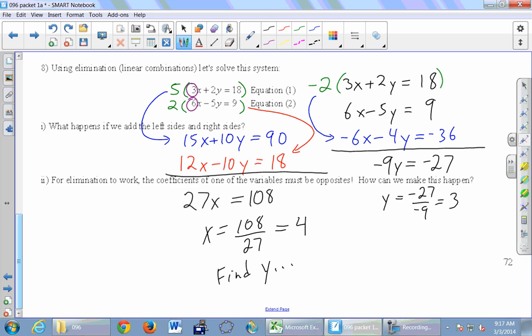No, at the tail end of this problem, what you do is you take either of the original equations and you plug in x equals 4. And then you just solve for y. So it's not a matter of doing the entire process from scratch again.